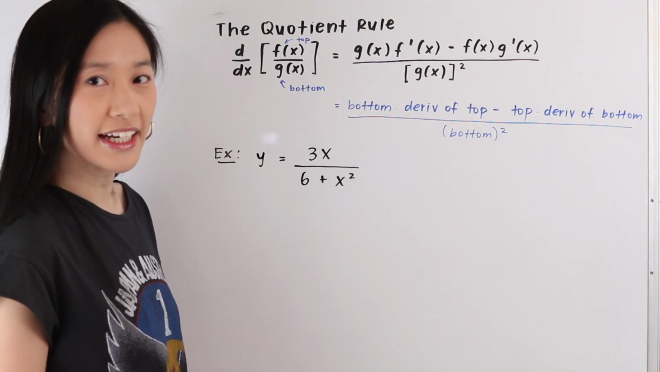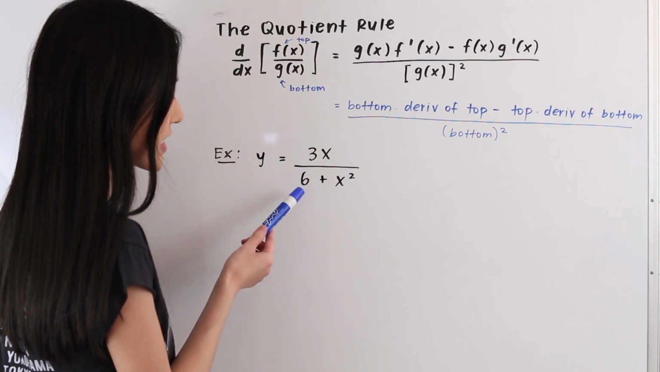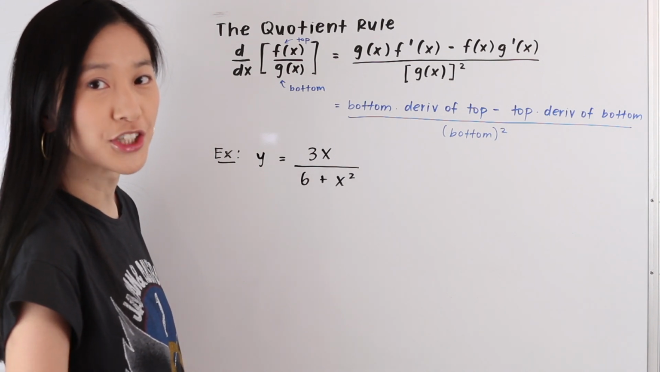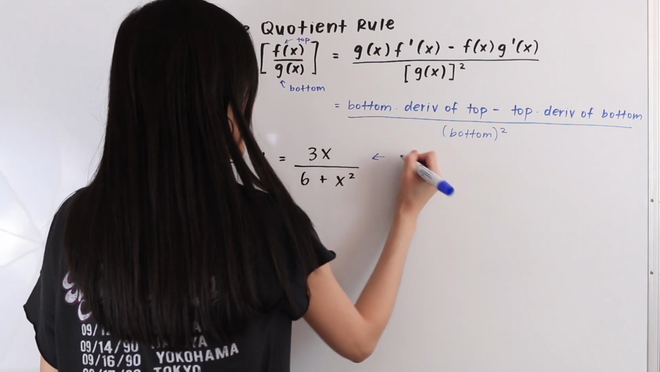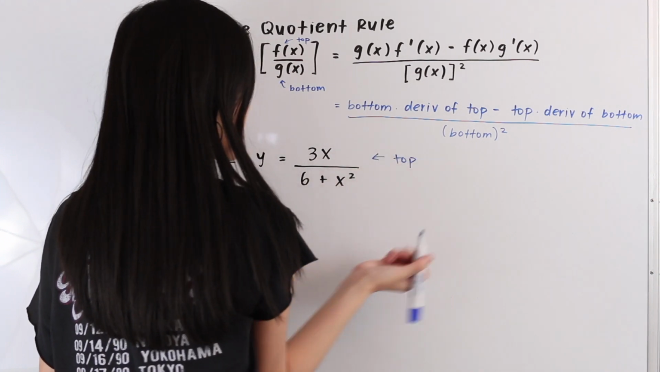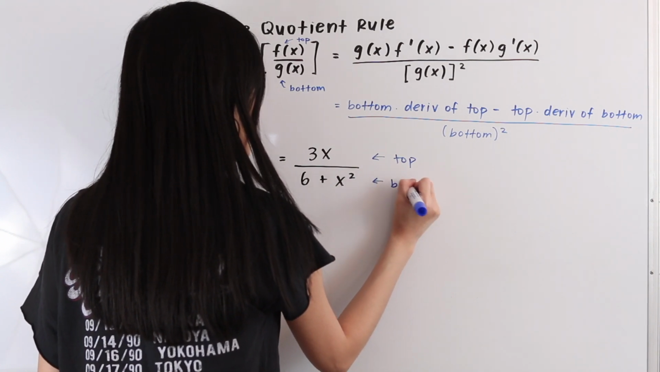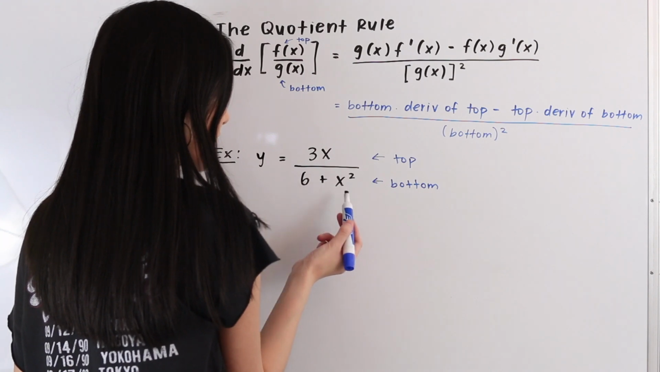In this next example, we want to find the derivative of y is equal to 3x over 6 plus x squared. As our first step, let's identify what our top and bottom functions are equal to. Our top function is equal to 3x, and our bottom function is equal to 6 plus x squared.